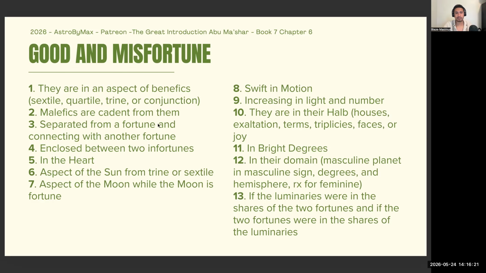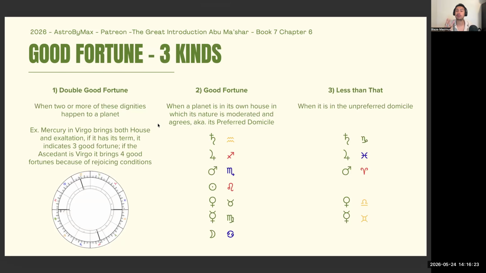And then we're told good fortune is of three kinds. There's double good fortune when two or more of these dignities happen to a planet. So for example, Mercury in Virgo has both the house and the exaltation there. So two types of dignities. If it has its own term, it's three types of dignities there. Three types of good fortune there.